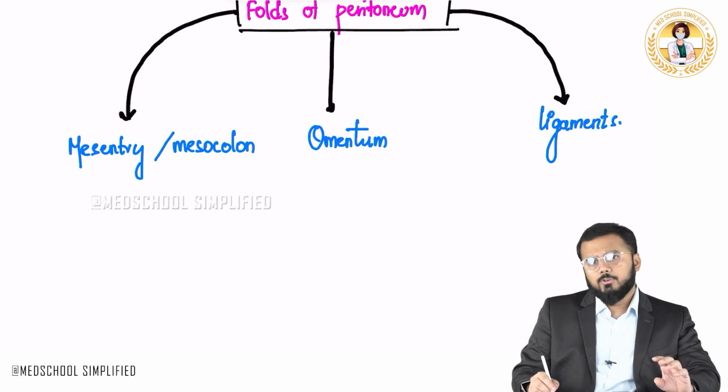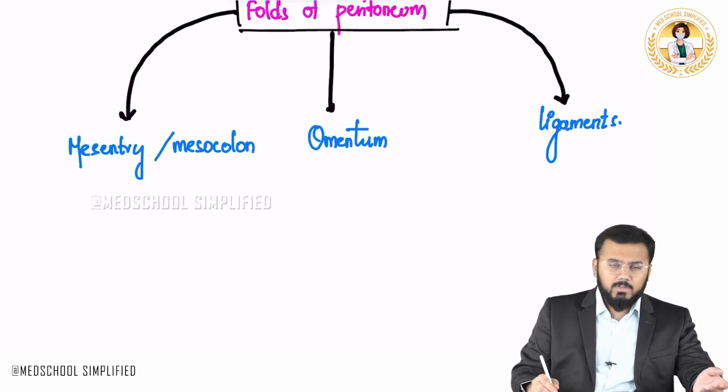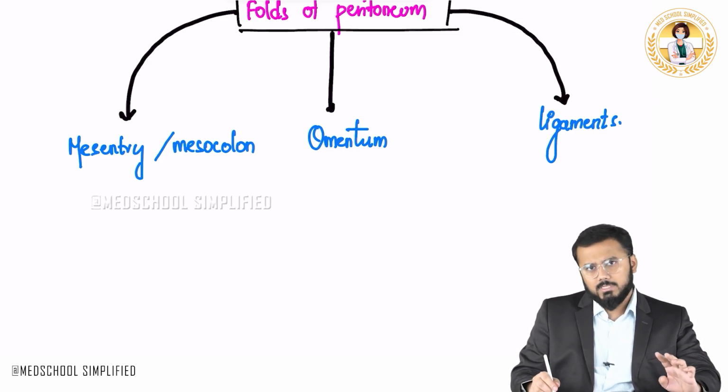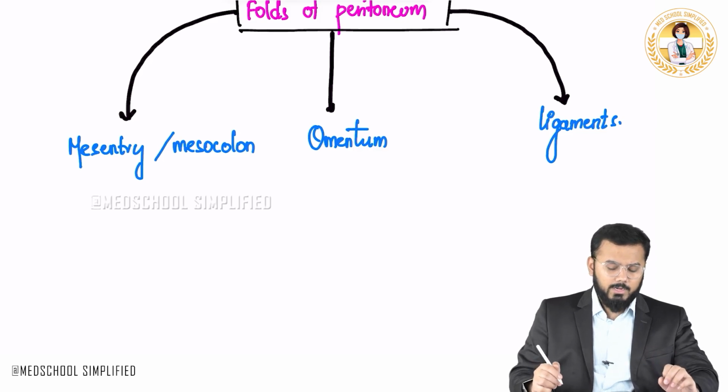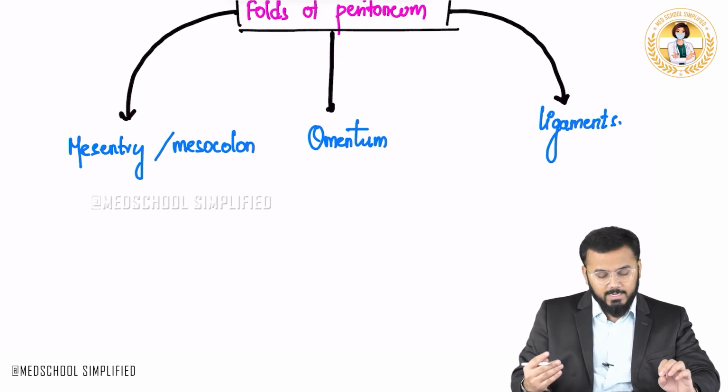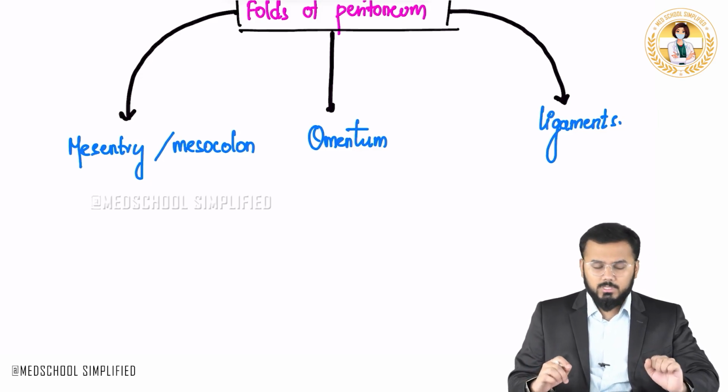Some of the folds of peritoneum fold and become thick and form ligaments. Some of them form the omentum. There are two omenta: one is called the greater omentum, another one is called the lesser omentum. And the third one you call the mesentery or the mesocolon. Mainly this mesentery is present near the colon region. First let us discuss this mesentery.